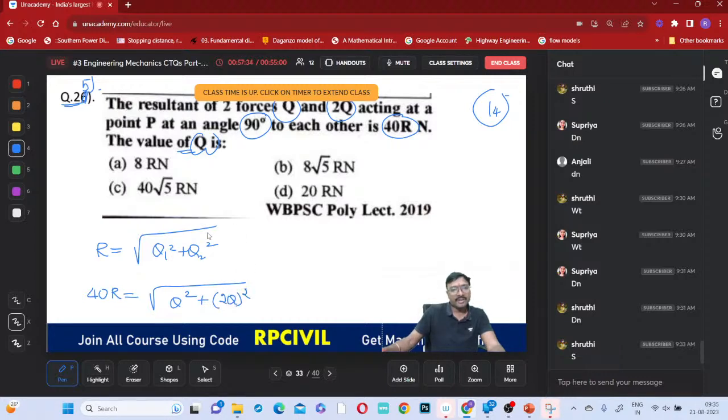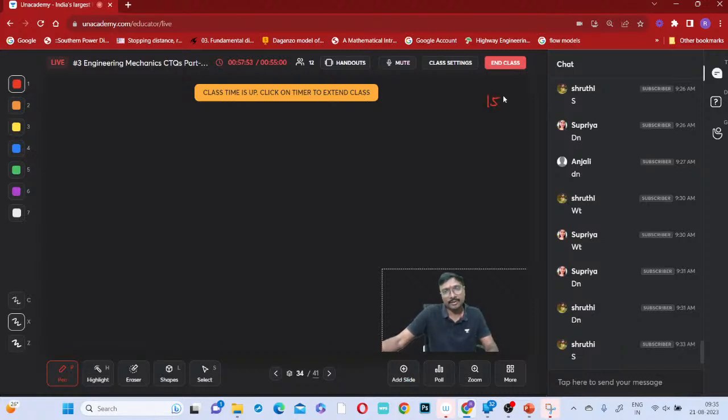So why are we not writing the term 2Q1Q2 cos 90? Whenever it is cos 90, that cos 90 will become 0. Why have we neglected the plus 2Q1Q2 cos theta? Do you understand now? So this is your 40R. Now simplify this. How much will you get?